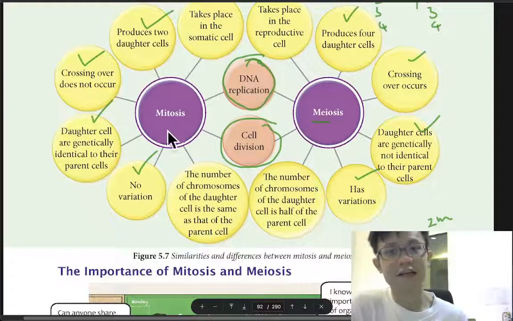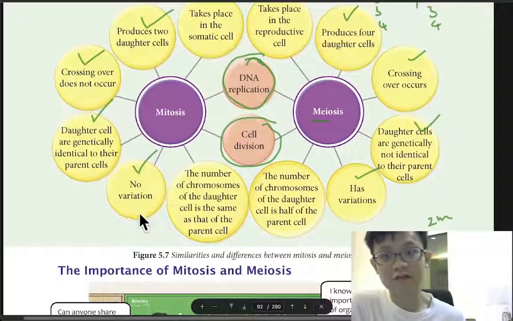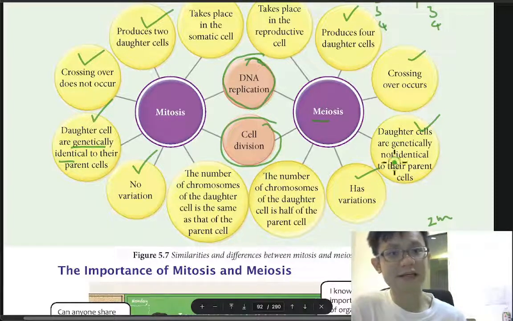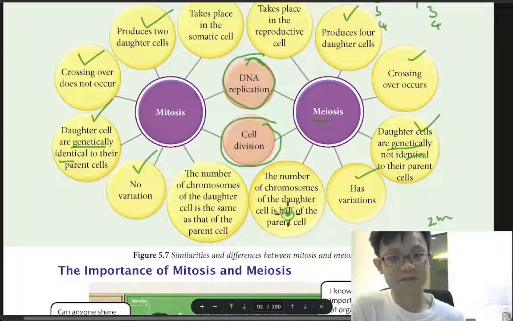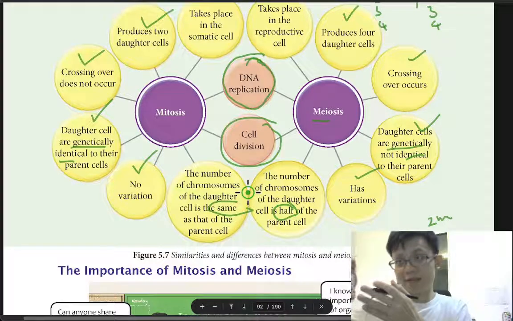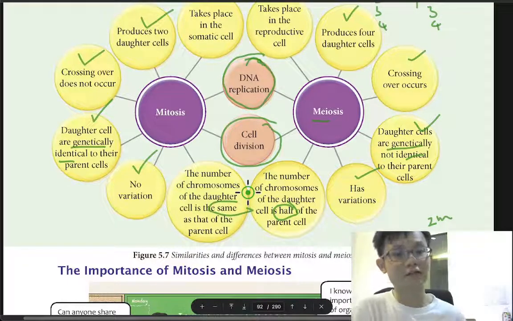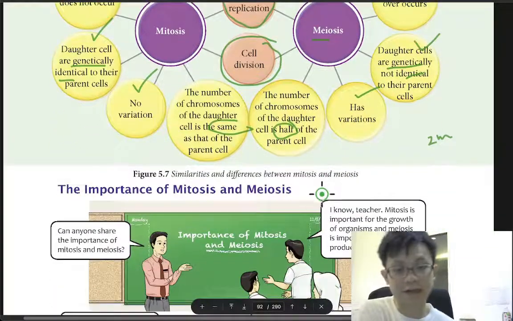The difference is mitosis usually produces the same cell. There's no variation, which means it's genetically identical. For meiosis, it is a bit special, okay, the cells are not genetically identical. It only has half the chromosomes. One is half, one is full. Same means 46, which is normal for a human being, and meiosis is only half, which is actually 23 chromosomes. If you do not understand, you can look at the previous video.